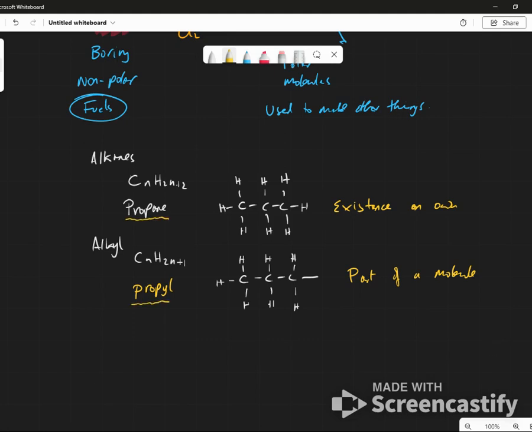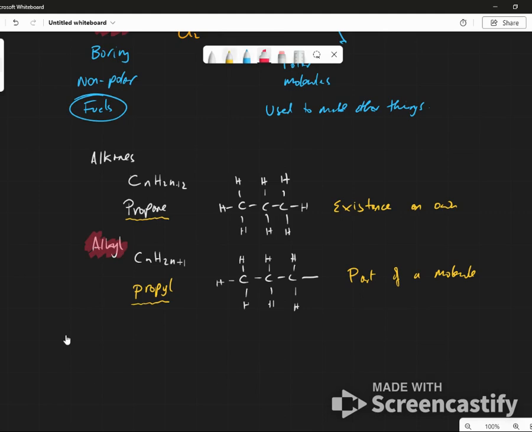It could, but it won't live for long. It will snag something from somewhere, and it will form something else. But propane is propane, but propyl exists as part of something else. Okay. In other words, it sticks onto things. Now, these things that stick on that don't have their own life, they're known as alkyl groups.